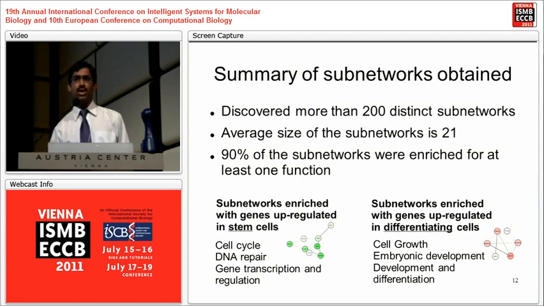We further looked at the subnetworks which contain a lot of genes which are active in stem cells, and we found them to be enriched for functions like cell cycle, DNA repair, gene transcription, and regulation. In contrast, we also looked at subnetworks that were enriched for differentiating genes which were active in differentiating cells, and they were enriched for growth, development, and differentiation. This is what we expected, and we saw that.